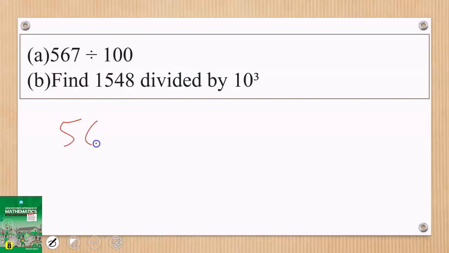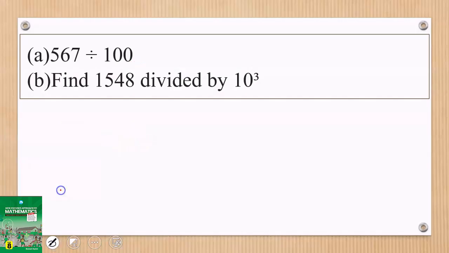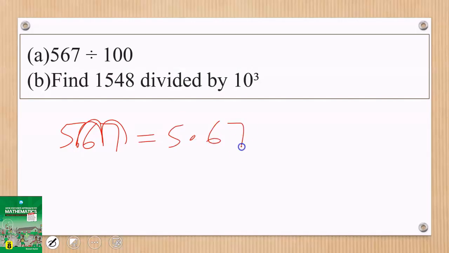Here we have to do 567 divided by 100. The decimal point is here, but we don't write it. It's always like 567.0. So we are going to move the decimal point backwards. So let me remove this 0 and then have 567. The decimal point is here, so we're going to move 1, 2. So that the answer becomes 5.67. And so dividing this number by 100 will give us 5.67.